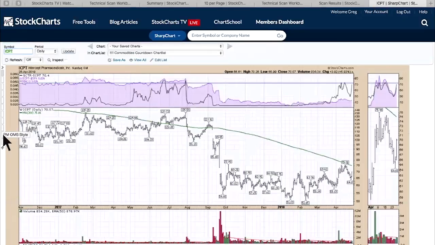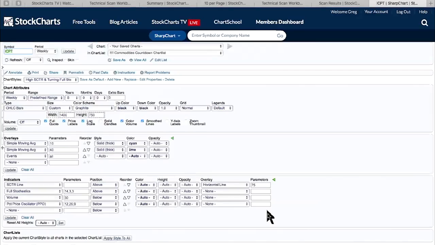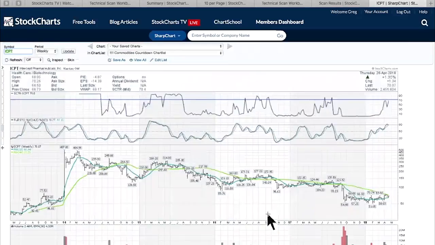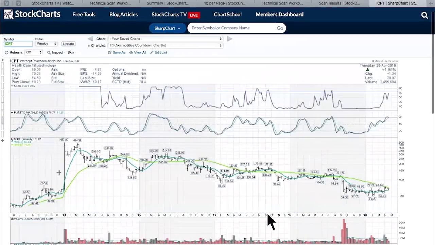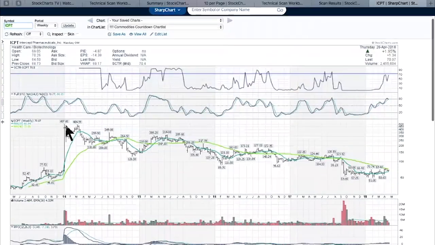And if we look at the 5-year weekly on Intercept, what you'll see is this stock literally was one day $75 and the next day it was $500. And so it moved up huge. And now look at this. It is downtrended for 5 years. And they have some sort of a liver medicine or treatment or whatever.